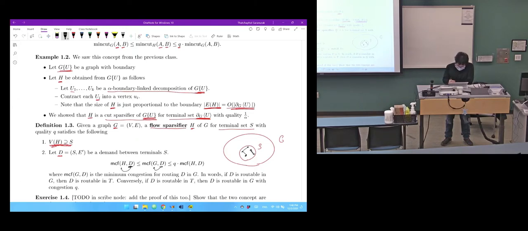Recall that this is the minimum congestion for routing a concurrent flow for routing D in G. So in inverse, if the demand is routable in G, then it should be routable in H. And if the demand is routable in H, then it should be routable in G, but with some small congestion.